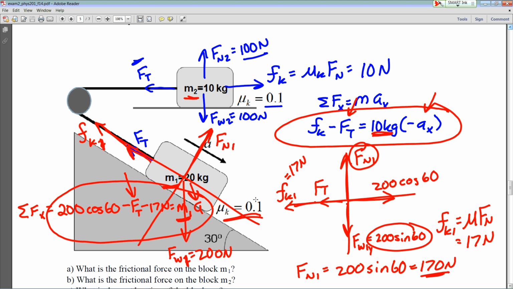Right here? You would use 20 kilograms, yeah. So use the full mass. There's no cosine 60 here. All right. How you on that?